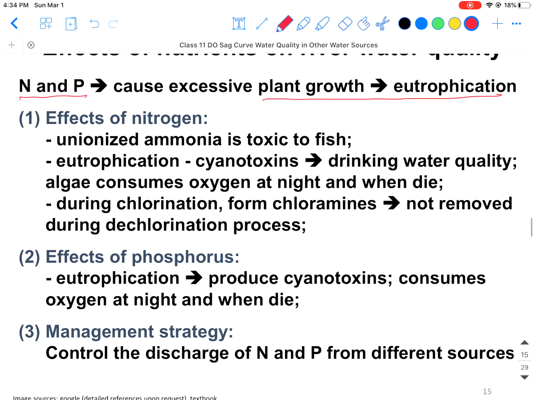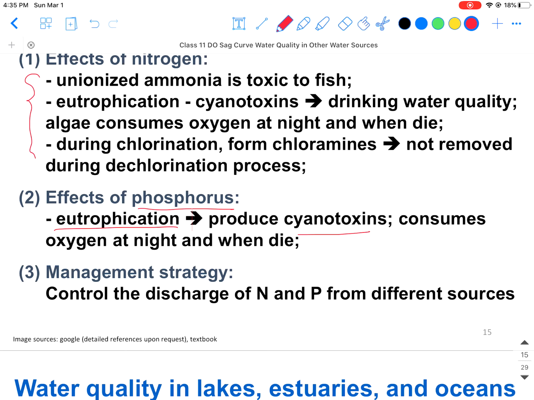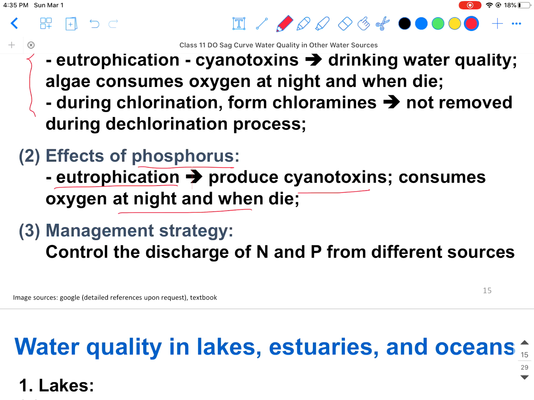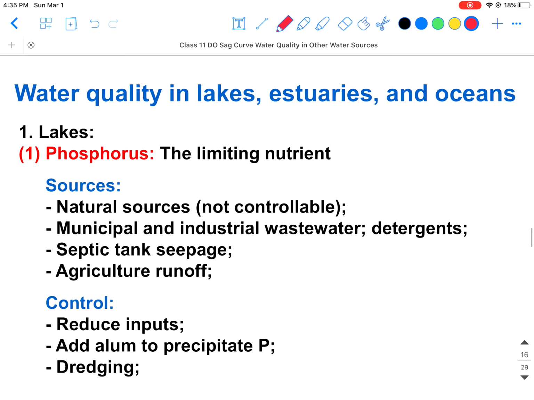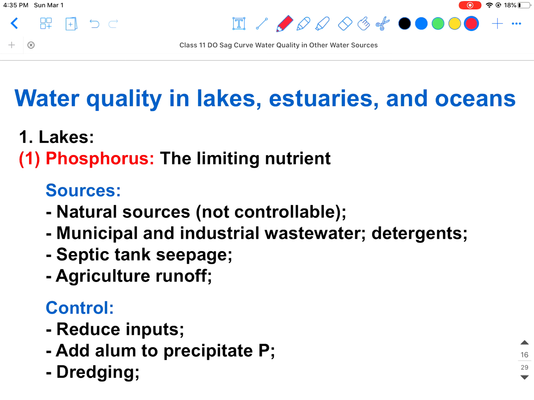Okay, so for example, the effect of nitrogen, they're going to generate a lot of negative effects that are affecting the water quality. The effect of phosphorus is going to cause eutrophication and also produce toxins and consume oxygen. Okay, so in terms of the management strategy, we're going to control the discharge of nitrogen and phosphorus from different sources. So now we can quickly go over the water quality management in lakes, estuaries, and oceans.